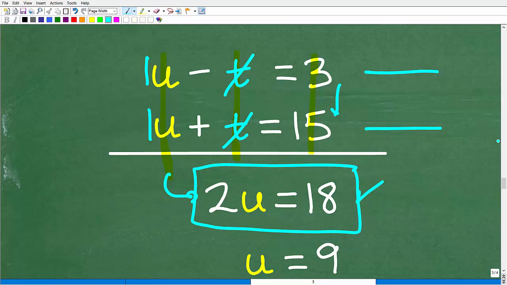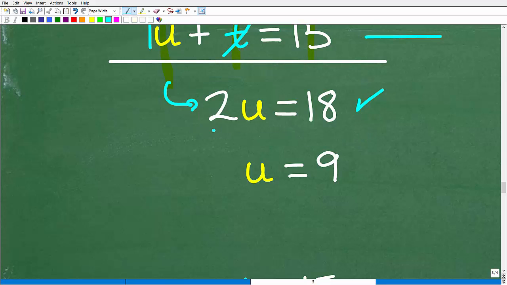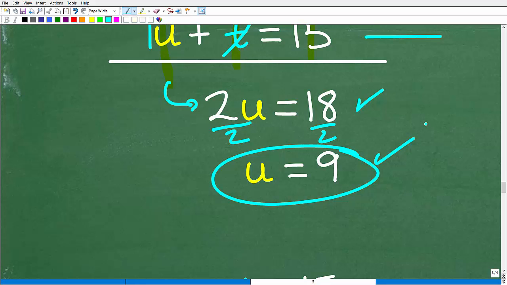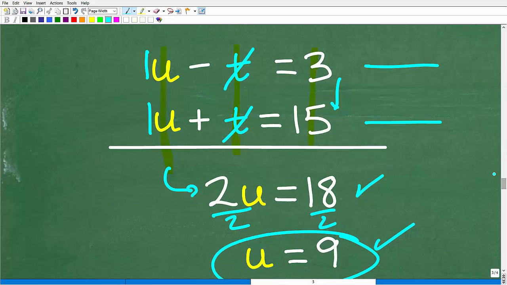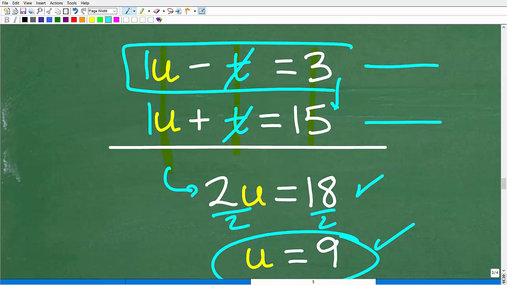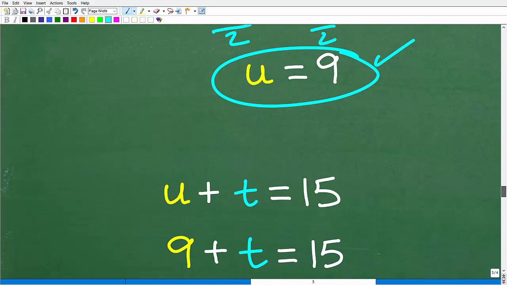So I can solve for u here pretty simply by just dividing both sides of the equation by 2. Okay, so now I'm going to get u is equal to 9. All right, so now once you have one of these variables, it's very easy to solve for the other variable. So you can either plug that value in for u into the first equation or second equation, doesn't make a difference. I am going to go ahead and use that second equation.